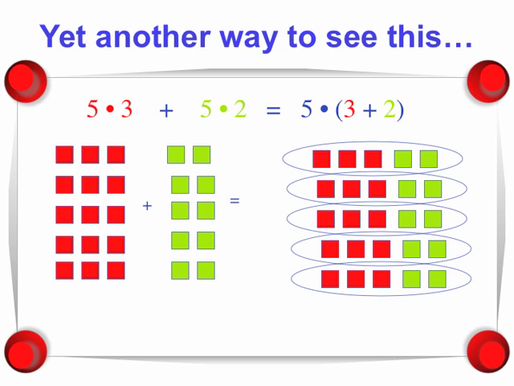When we're applying the distributive property, all that we're really doing is adding up all of the total blocks, the 5 sets of 3 red blocks and the 5 sets of 2 green blocks. And altogether, we end up with 25 blocks.